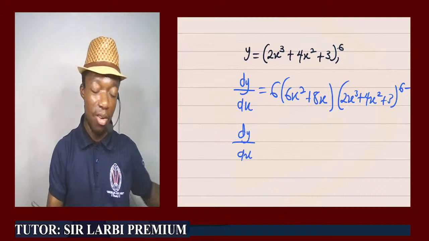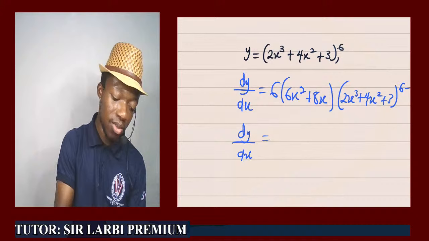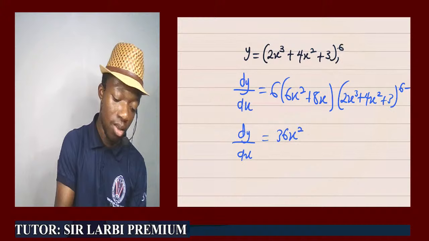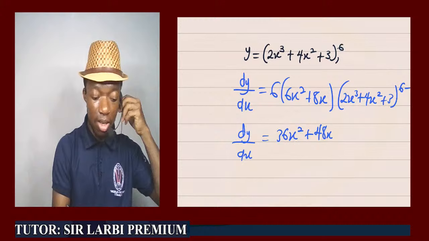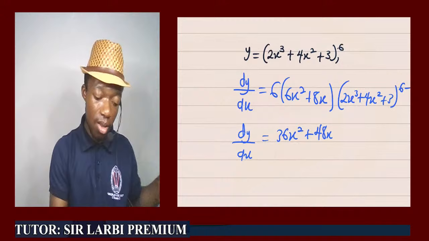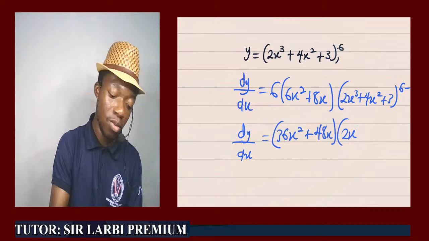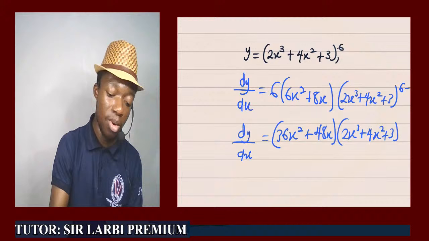So that means 6 multiplying 6, we are getting 36x squared. Then 6 multiplying 8, we are getting 48x. Hope that is true. You can check that. And then, since all is multiplying, you're going to have here 2x cubed plus 4x squared plus 3 to the power 5, and you are done.